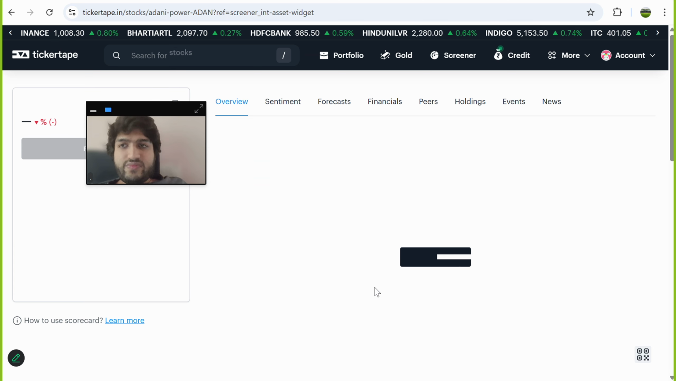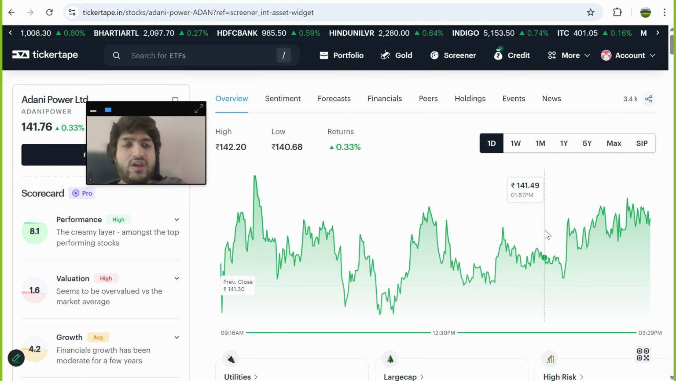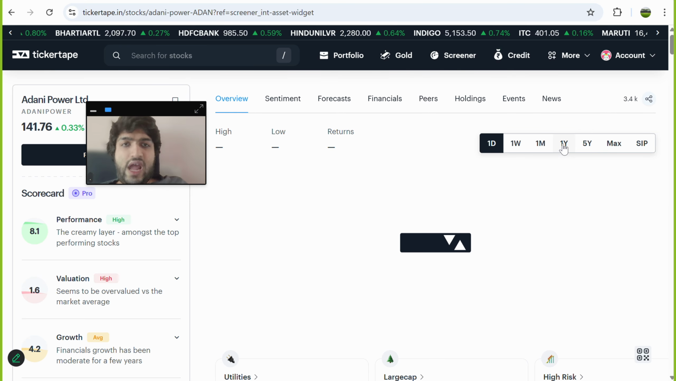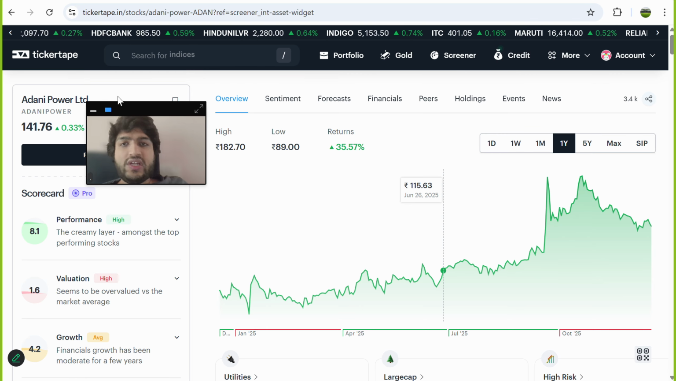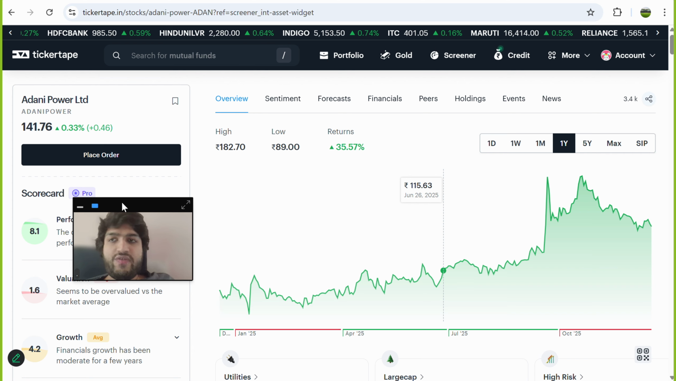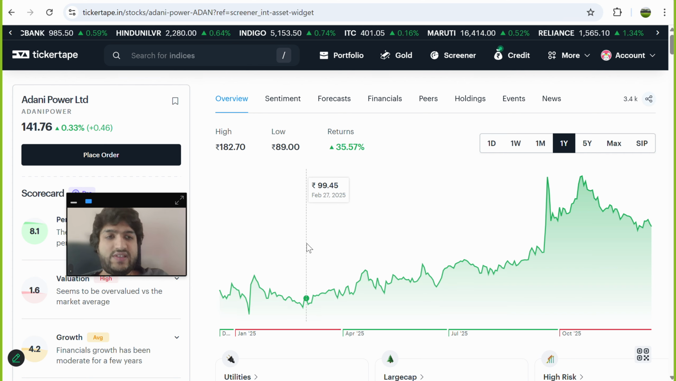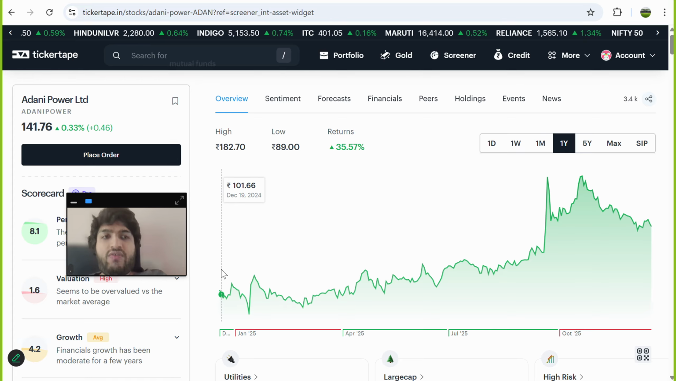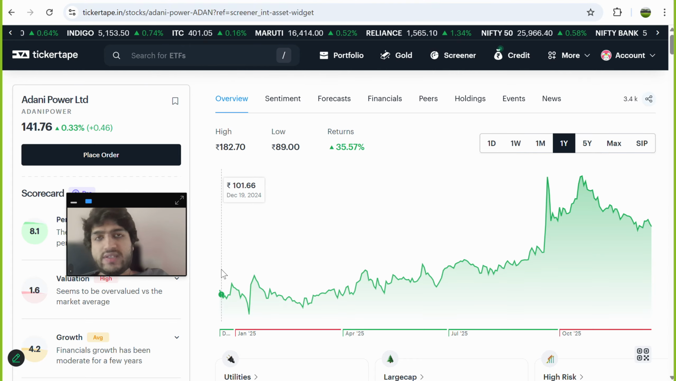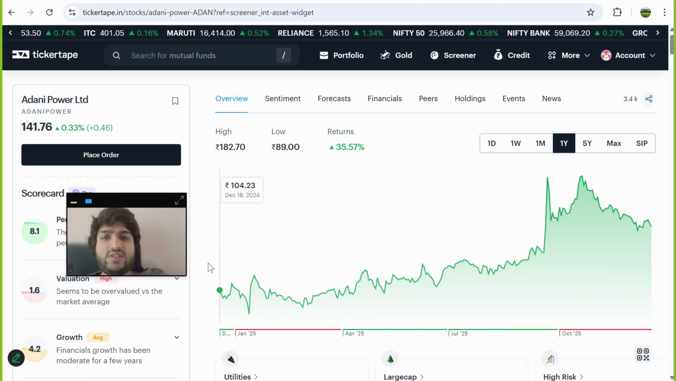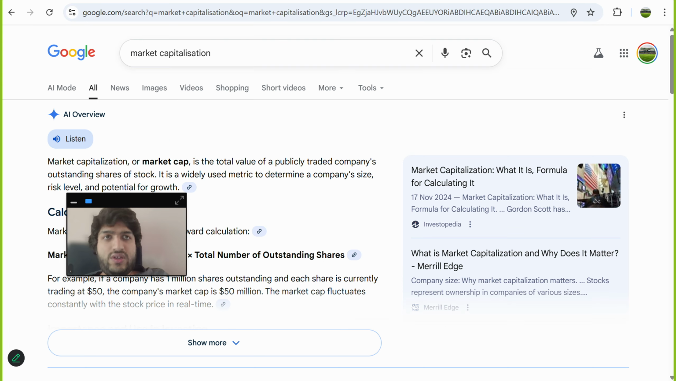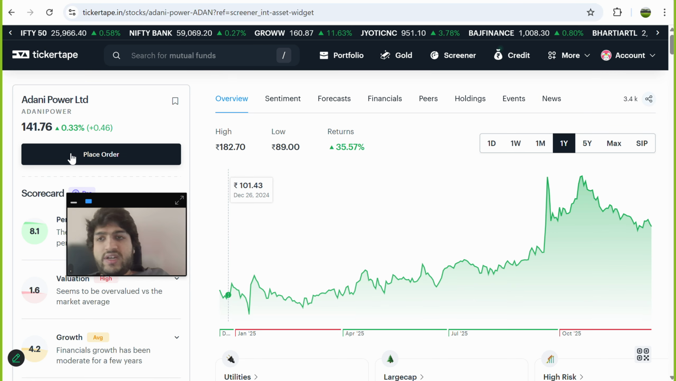So how much is the difference from the actual peak value? So the current stock is trading at around 141.76. Now, how far is it away from the peak or the last year's value? That is 104.23. That is one index.